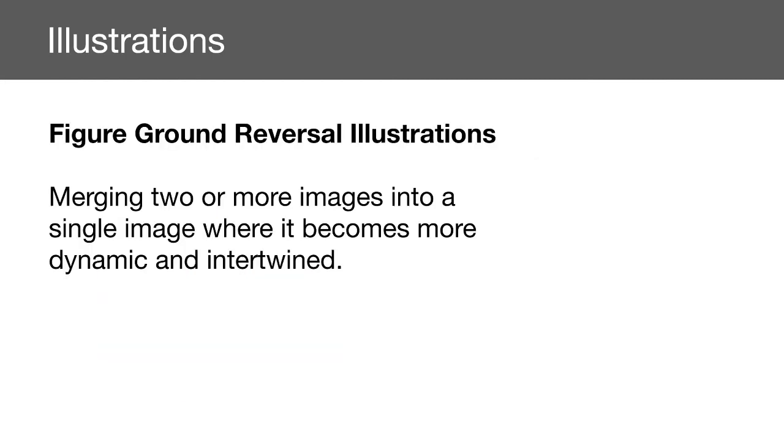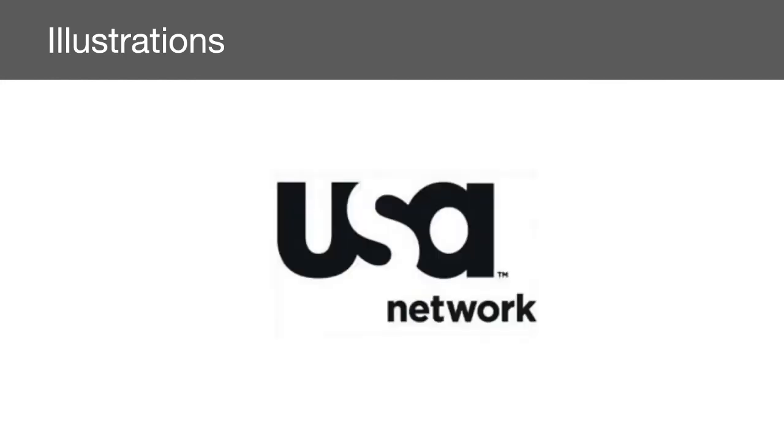Another part of illustrations, this has been done in traditional form and can be done very easily in a digital form. It's called the figure ground reversal illustration. It's basically merging two or more images into a single image, where it becomes very dynamic and intertwined. And then you have to decide which of the two is the one that you see dominantly and which is the one you see second. I'll give you a couple of examples here.